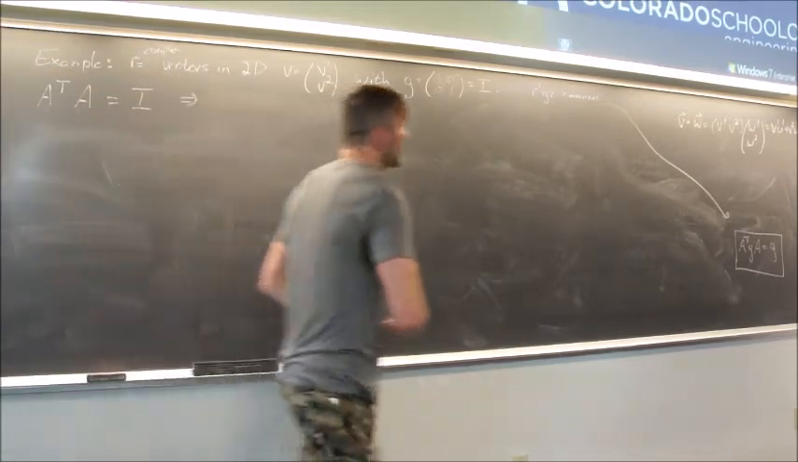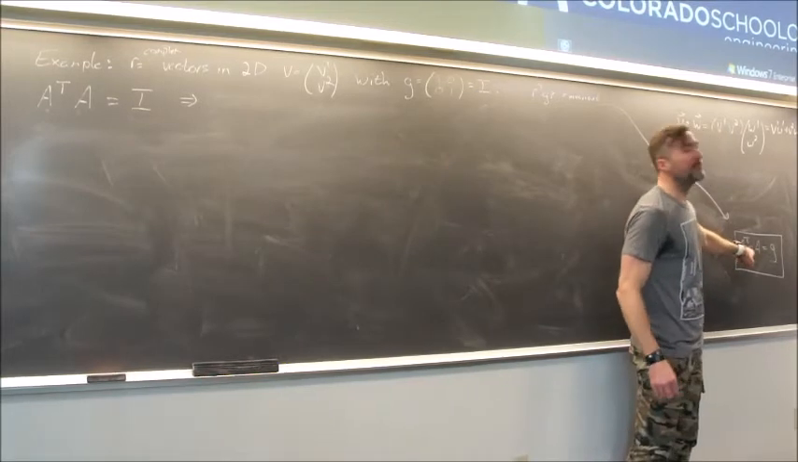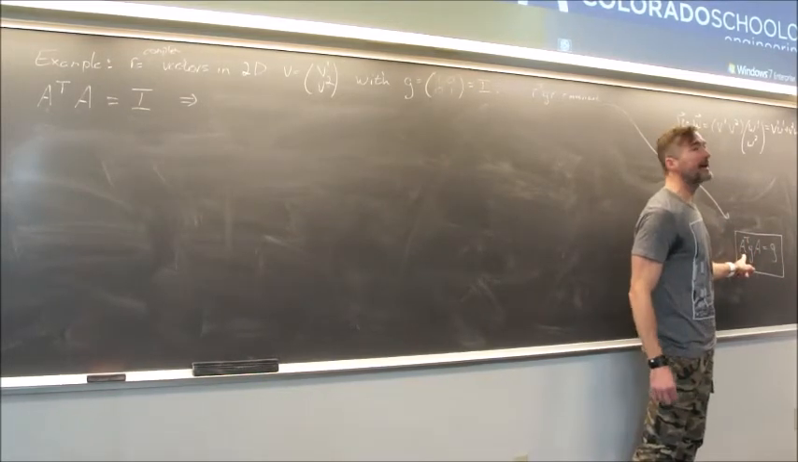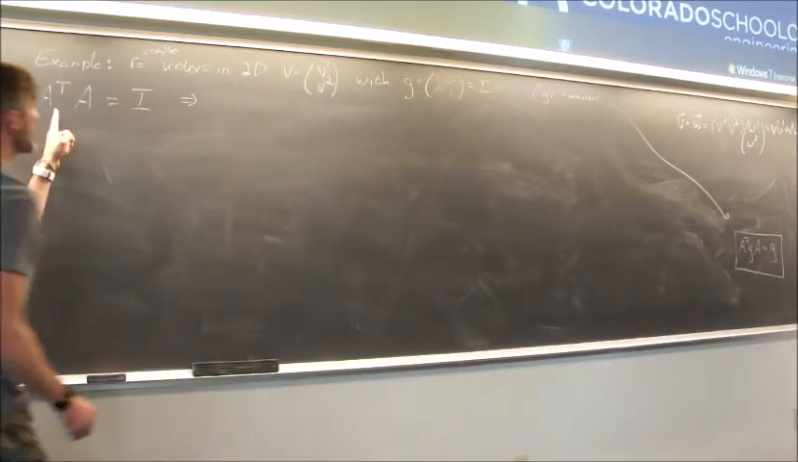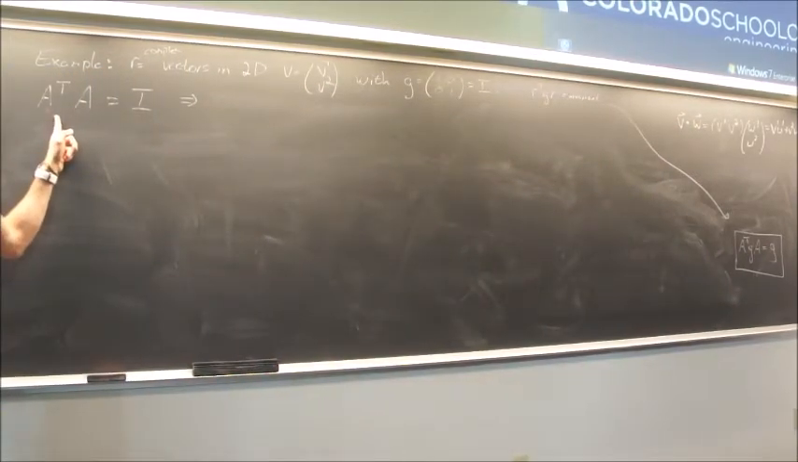Now, again, I have the metric, I have a representation, I can go back and ask, what are the A's? Well, the A's have to satisfy this condition again, because the metric is the identity. All right?